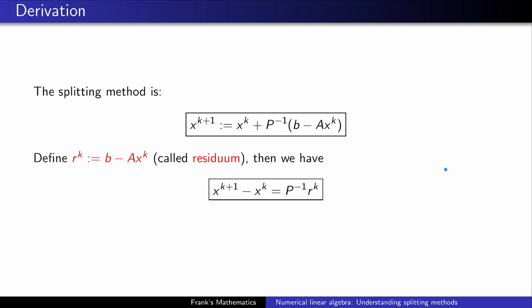Just a small remark. You can see here the splitting method again. We can reformulate this a little bit by introducing the variable r_k, which is thus b minus A x_k. If r_k is 0, then we know that b is A x_k. So that's why r_k is called the residuum. And if we reformulate this a little bit, then we know that x_{k+1} minus x_k is actually P to the minus 1 times the residuum.